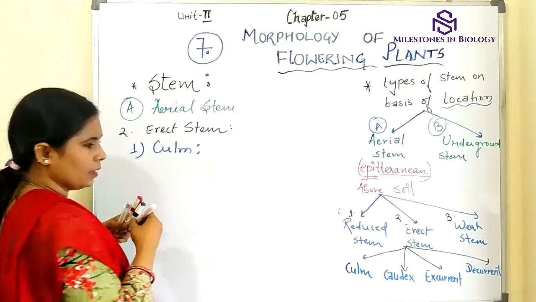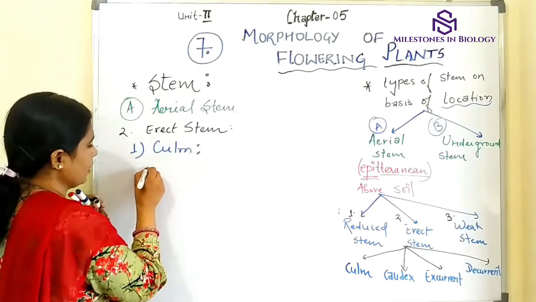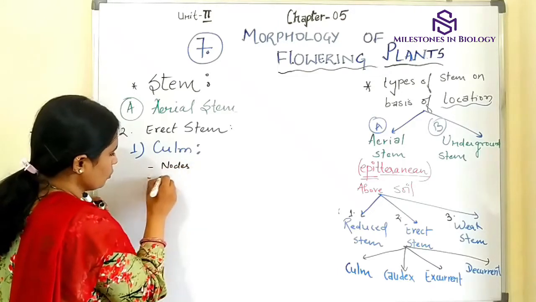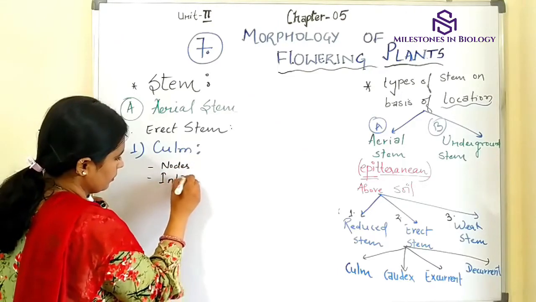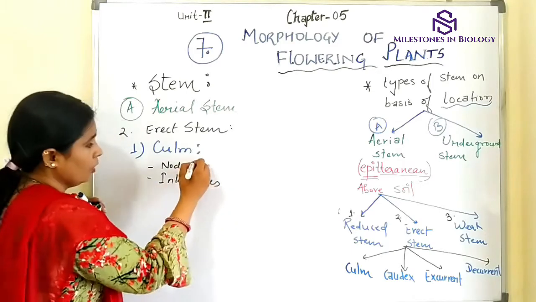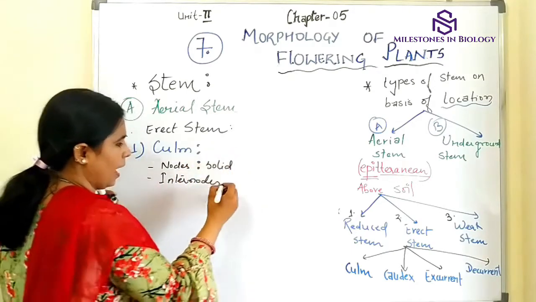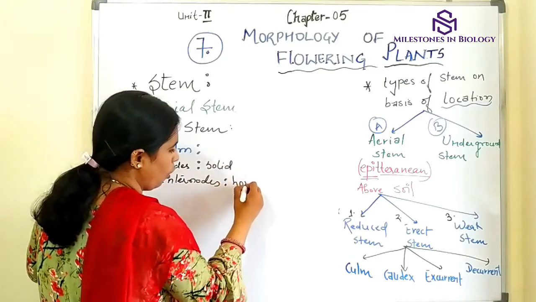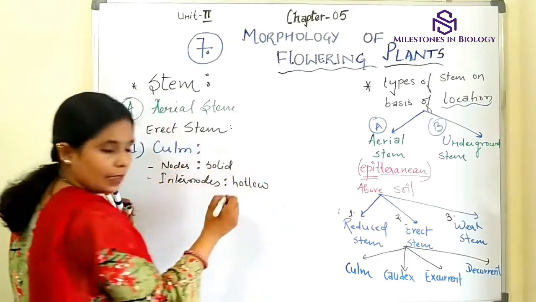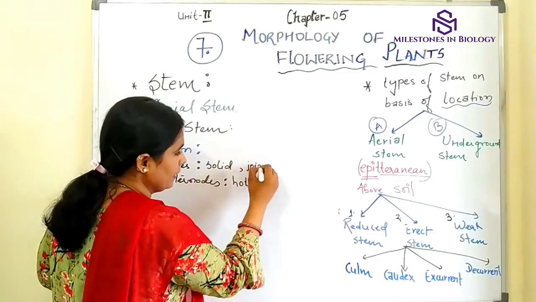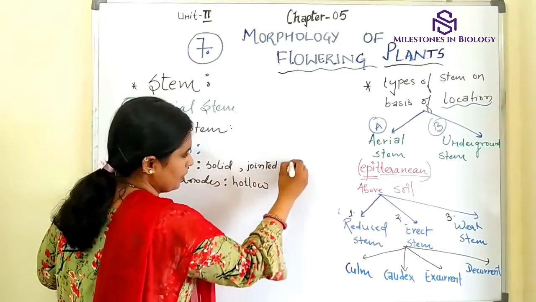Culm has a characteristic: you will find nodes and internodes. Nodes are solid and internodes are hollow structures, and these nodes will give a jointed appearance.